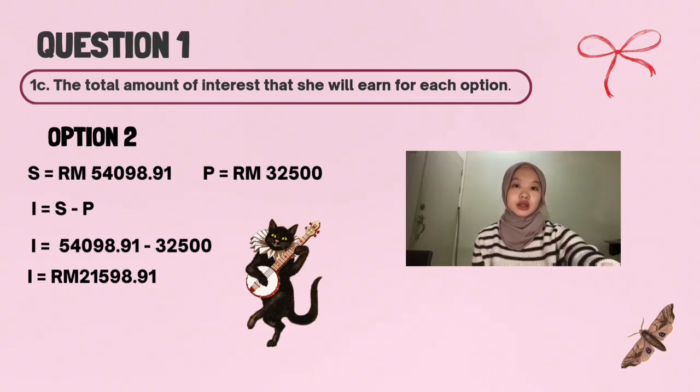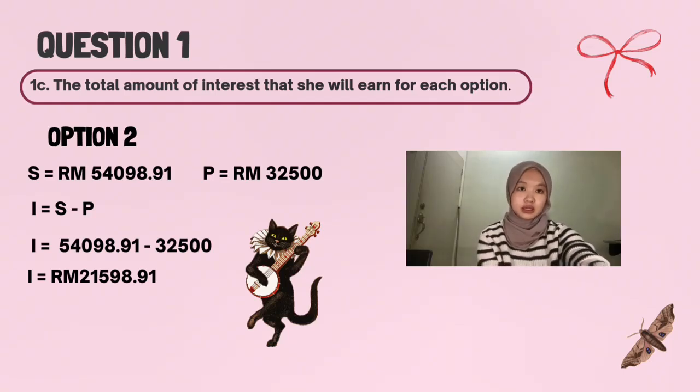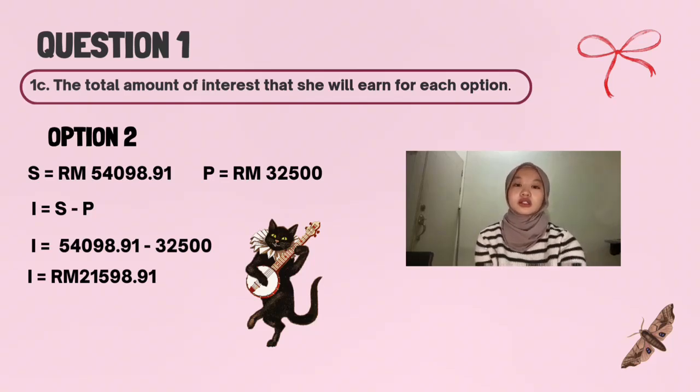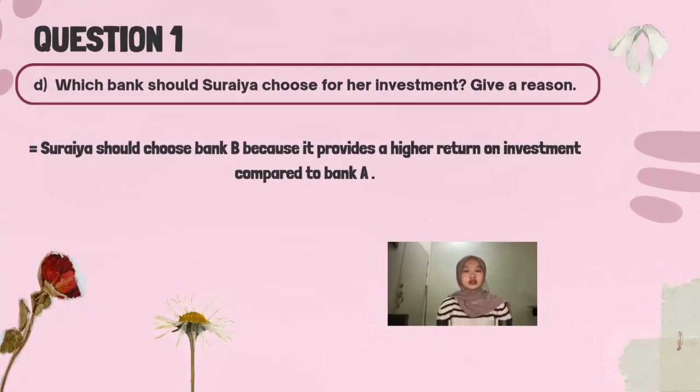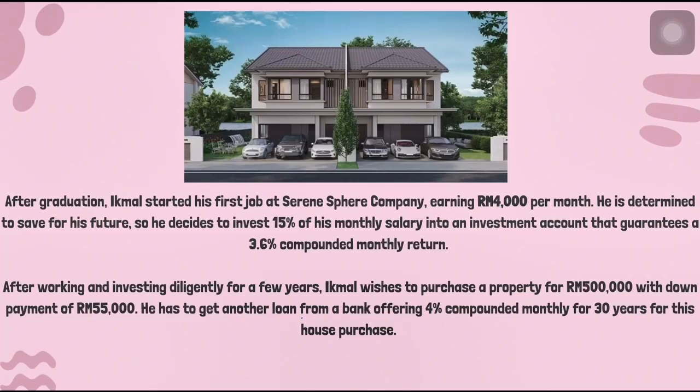For Bank B, we use the same formula as Bank A. Given S equals 54,098.91 and P equals 32,500, I equals S minus P, so I equals 54,098.91 minus 32,500. The final answer is RM21,598.91. Which bank should Suraya choose for her investment? Give a reason. The answer is Suraya should choose Bank B because it provides a higher return on investment compared to Bank A. So let's move to question 2.